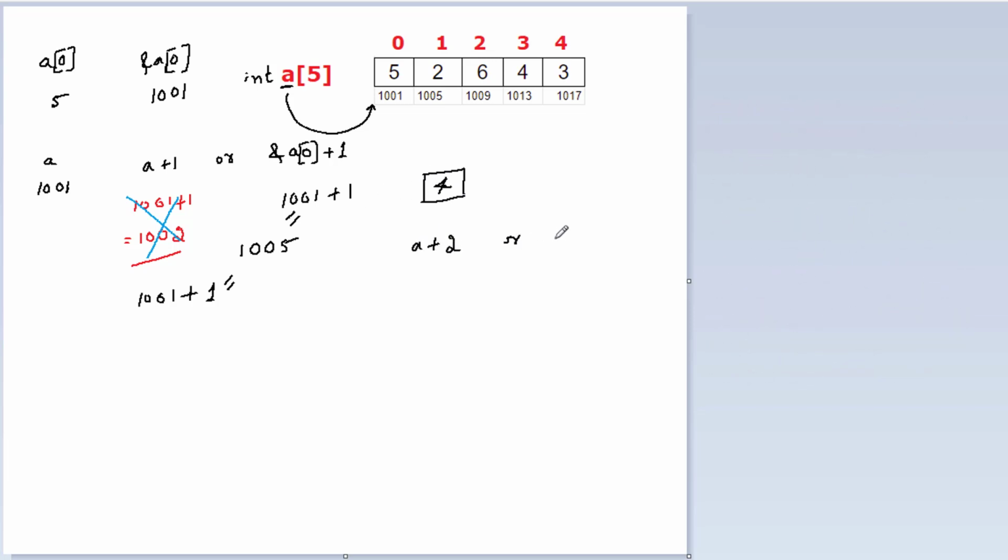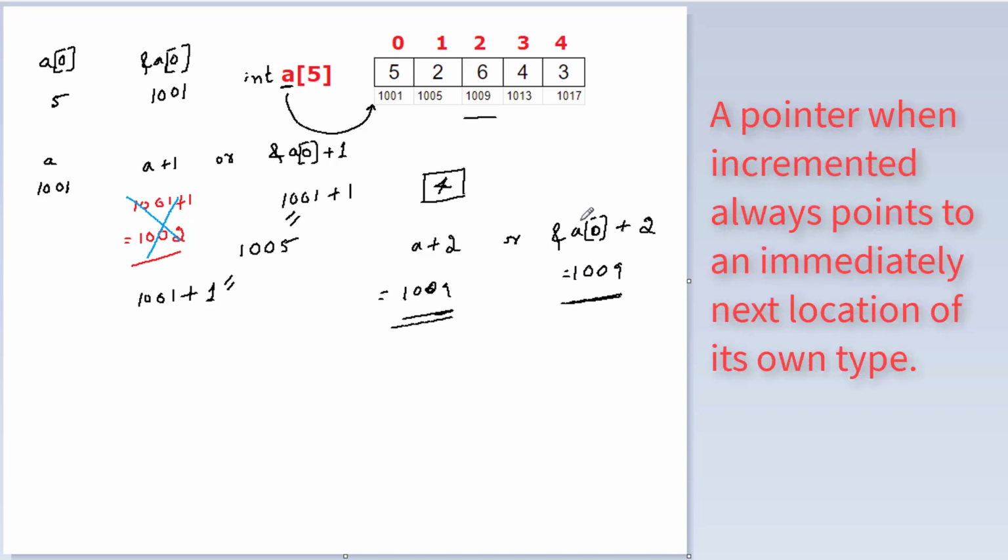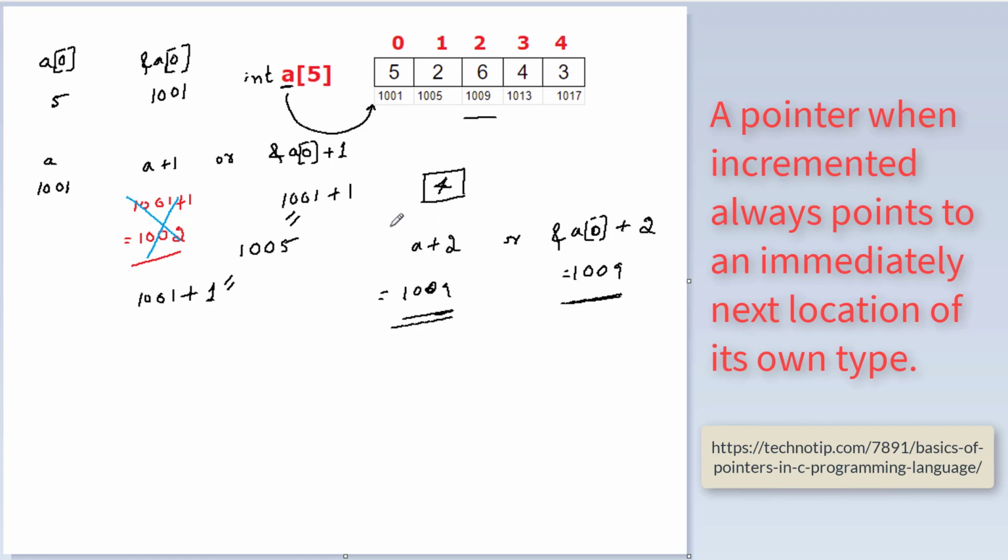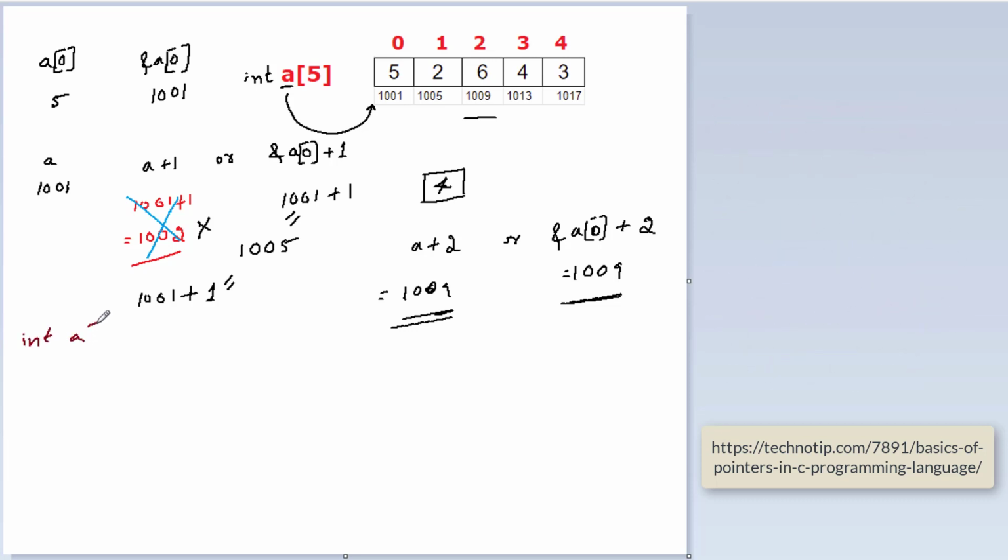So what would you get if we do A plus 2 or ampersand A of 0, the base address, plus 2? Guess. It's easy. You would get 1009. So please keep this concept in your mind, that a pointer when incremented always points to an immediately next location of its own type. If the type is character, if you do plus 1, it would only increment by 1 byte, okay? In this case, it's integer, so it's incrementing by 4 bytes.